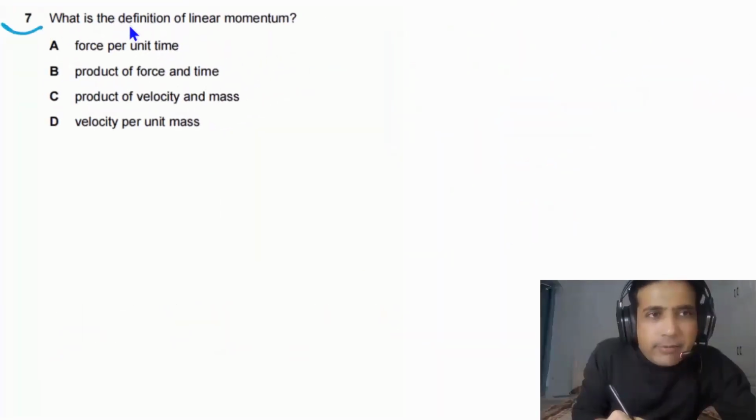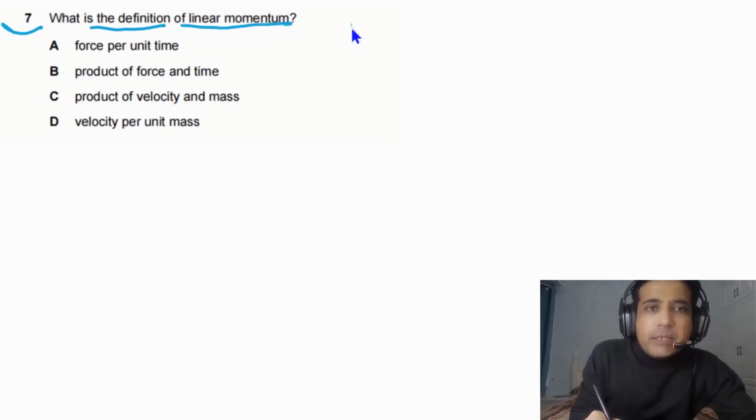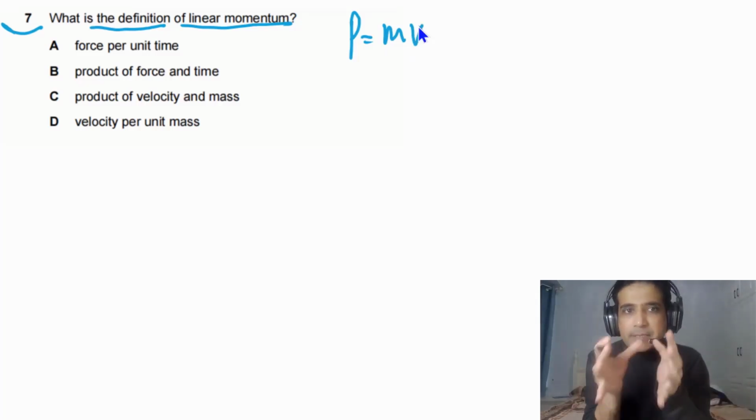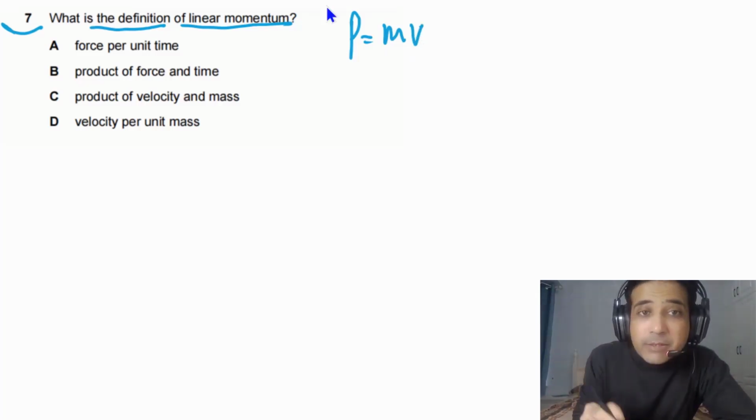For question number 7, we need to find out what is definition of linear momentum. And linear momentum, simply we understand P is equal to mv, meaning the momentum is the product of mass and velocity. Because momentum is a vector quantity, we need to say velocity instead of speed.